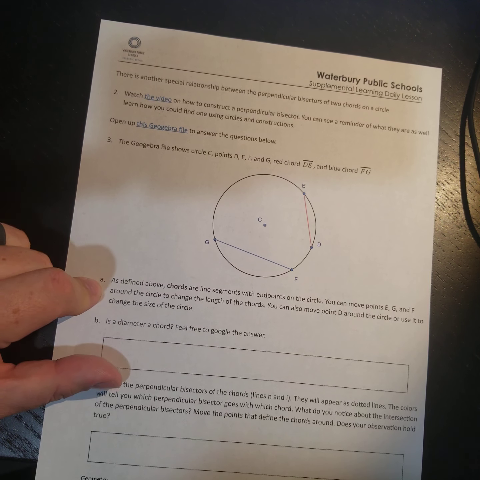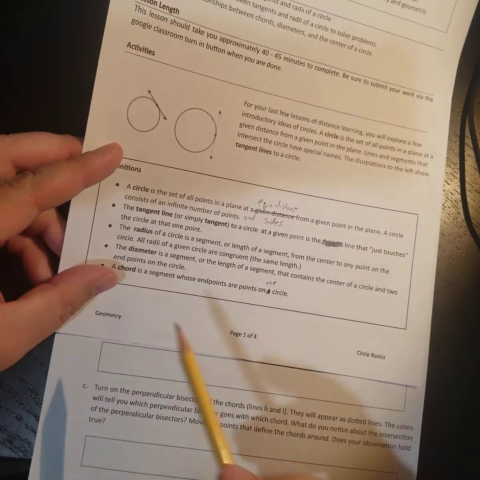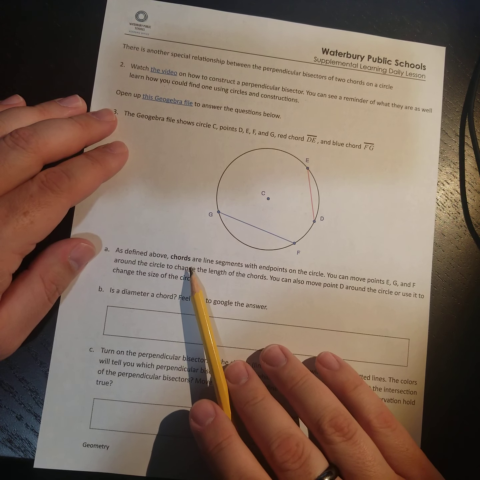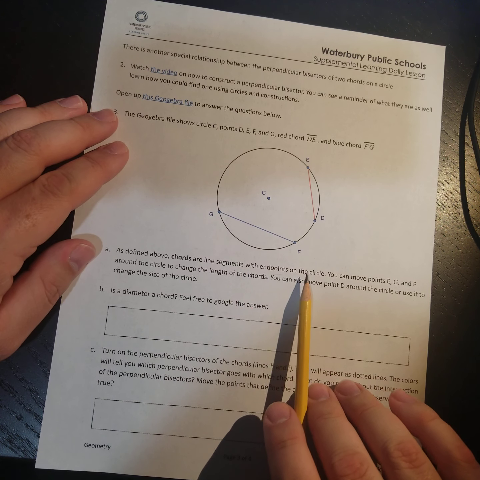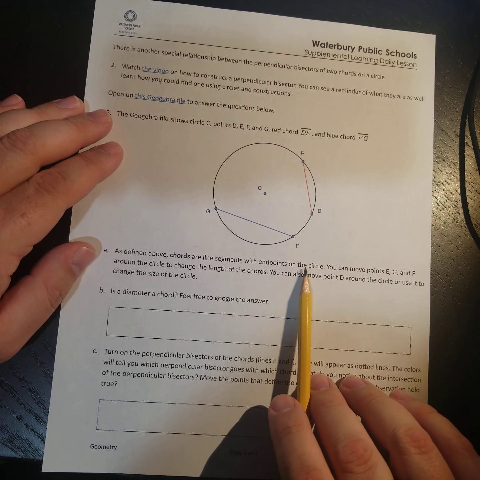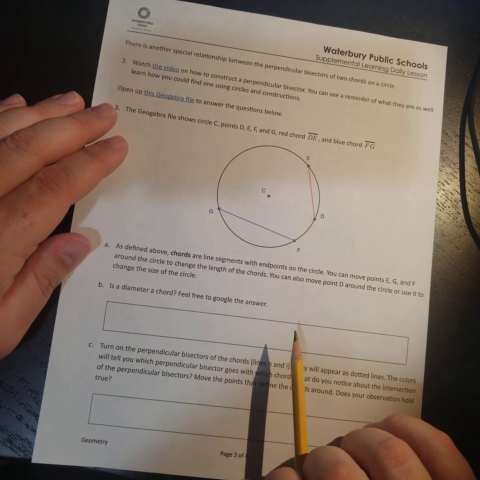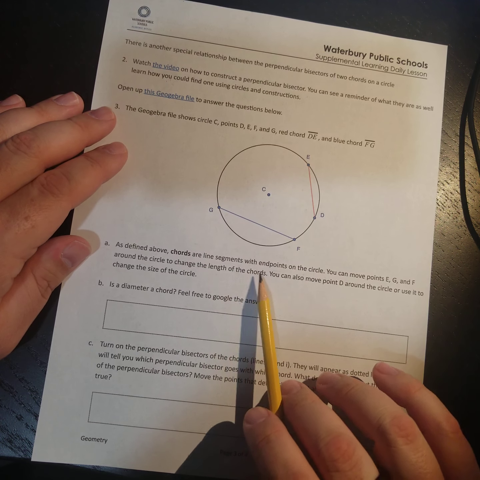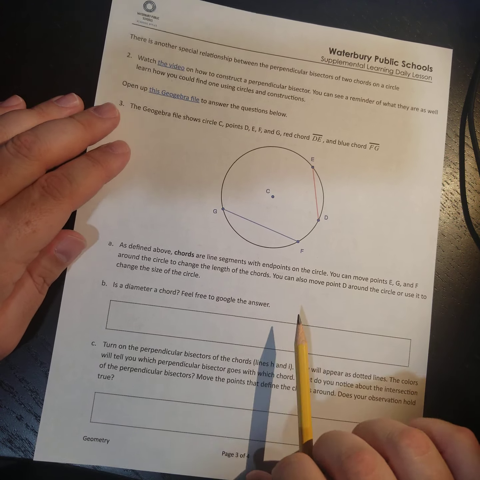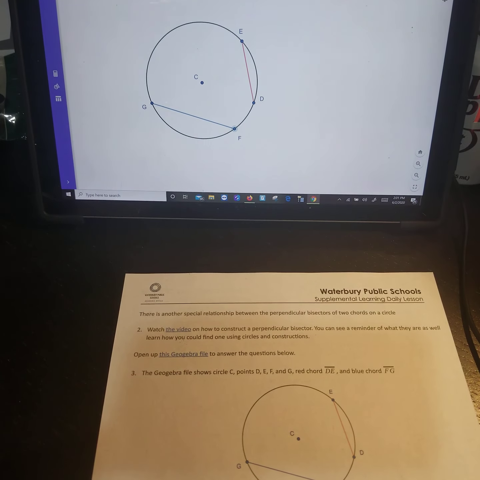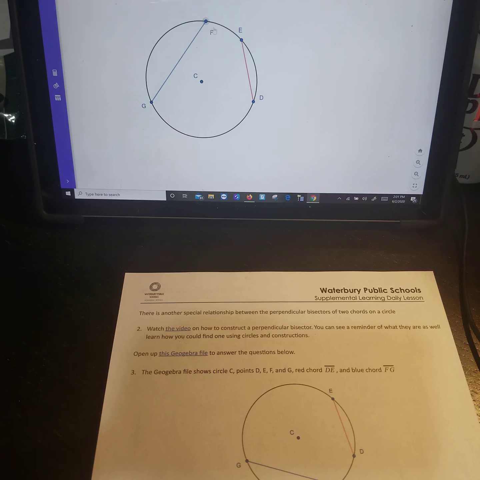As defined above, chord, when it says above, it means way back here. Chords are line segments with endpoints on the circle. See? On the circle, not on a circle, as before. You can move points E, G, and F around the circle to change E, G, F, and D. You can move all those points. I don't know why it doesn't include D. But if I move F over here and over here, it's always on the circle, right?